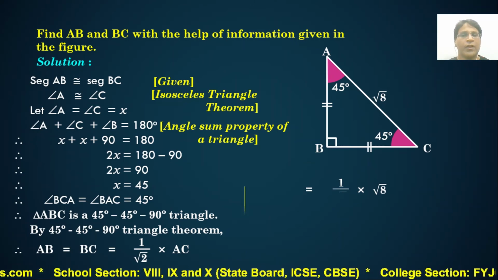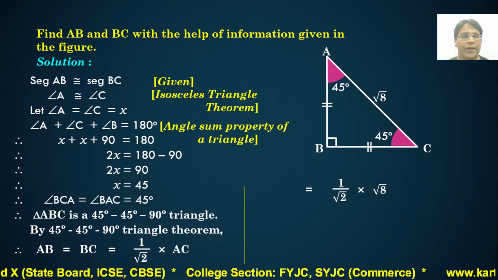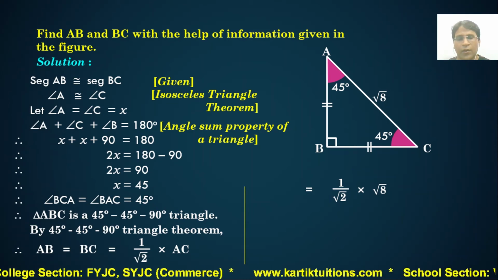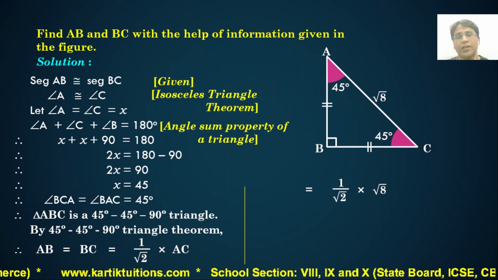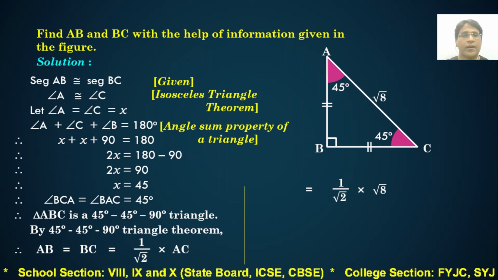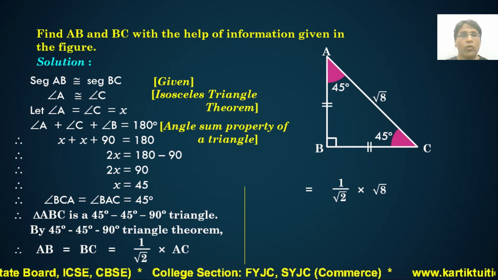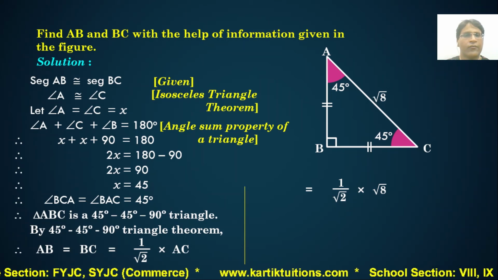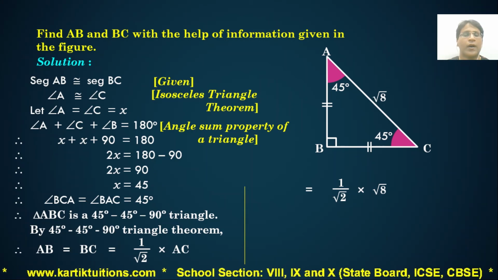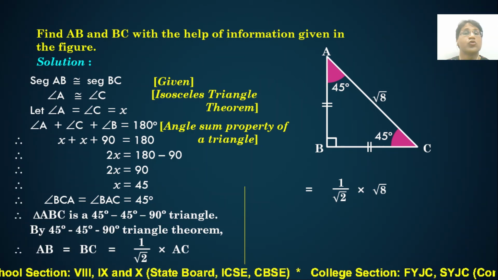Now what is the AC value given to us? It is root 8. Right now we cannot simplify it, so we need to go to the concept of rational numbers which you have studied in your previous standard. Now root 8, square root of 8. Do we have any perfect square in the factors of 8? Yes, it is 4. So the square root of 8 becomes 2 root 2.